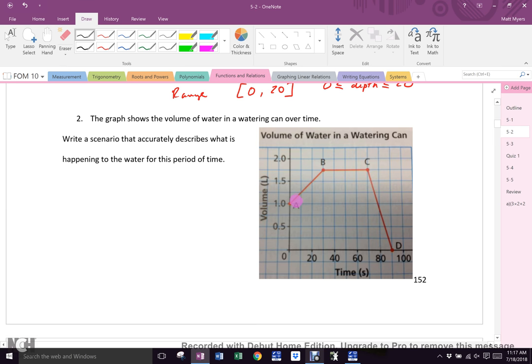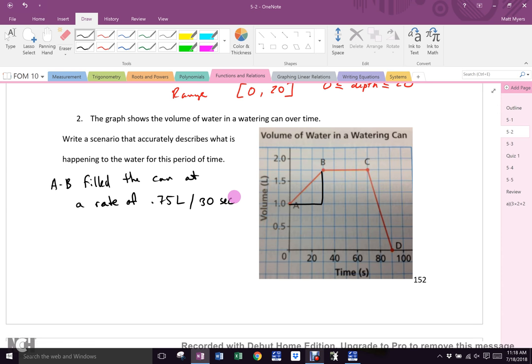So, how do we get the 4 here? Well, we could say A to B, we filled the can at a rate of 0.75 liters per 30 seconds. Now, is that a sensible rate? That gets you a 3. You want the 4 for that step? What would you turn that rate into? 1.5 liters per minute. That's the first part of a 4-point answer.